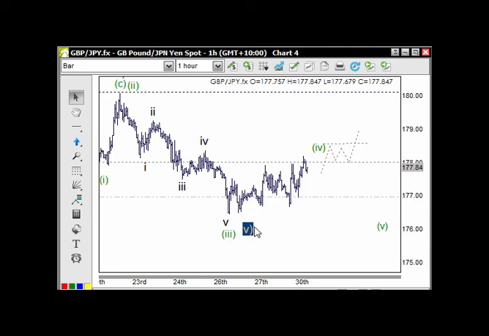But yeah, be a bit patient, and we'll get it, and we'll be on our way. We'll be able to look for some longer-term trades in these markets.